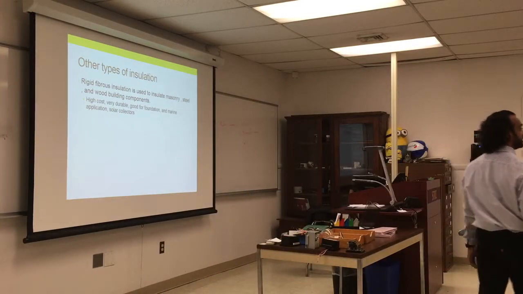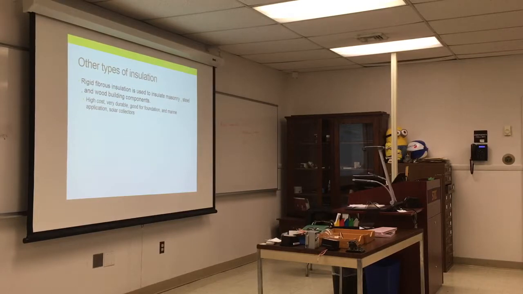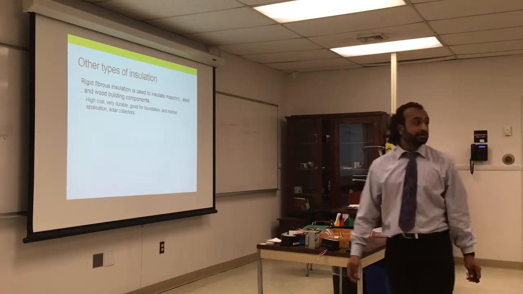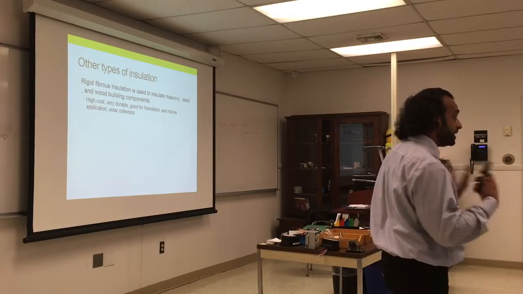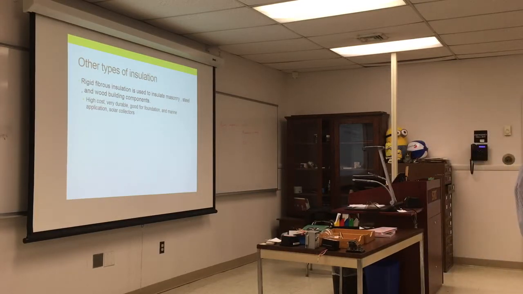Can you give me an example of rigid fibrous paste, casted? What was the most common thing that we used to use in the 70s? Asbestos. Very, very common, very rigid, very durable. But it's okay if it's still installed, that's not a problem. It's when it becomes airborne that you have a problem.